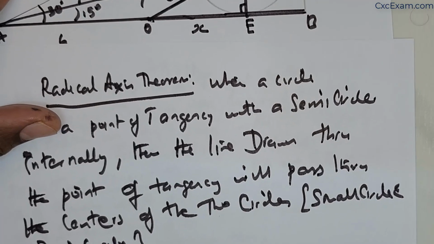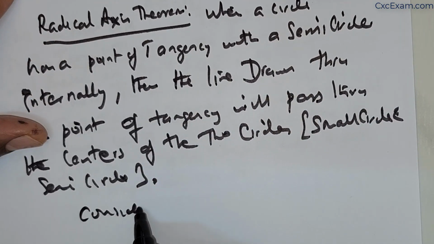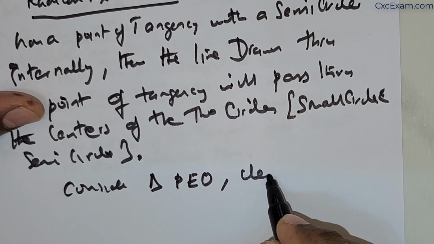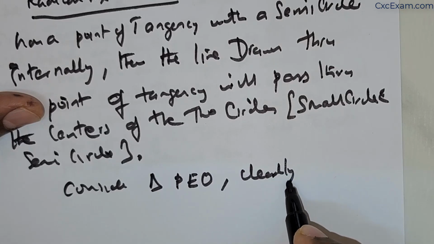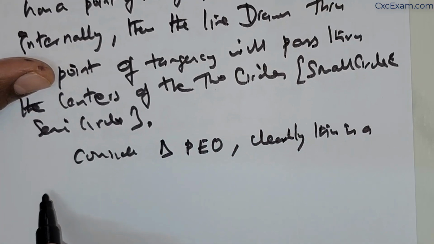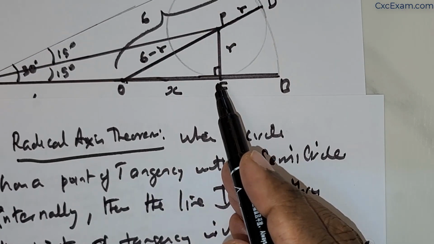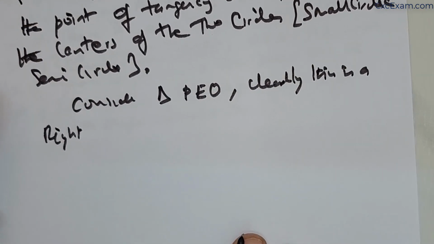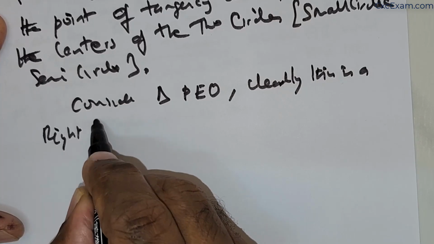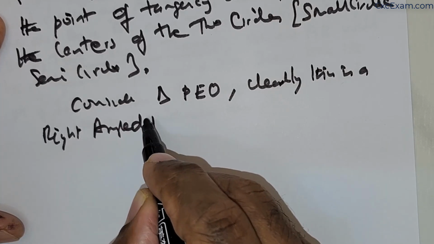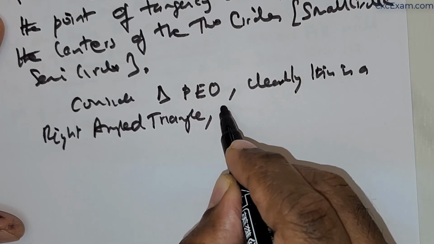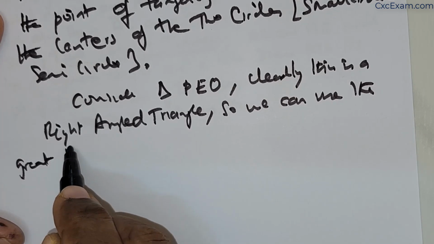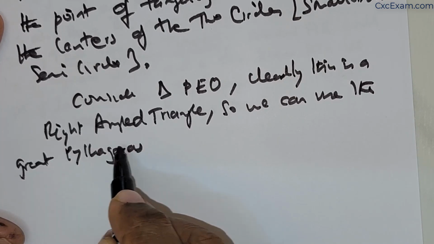So now I'm going to consider triangle PEO. Clearly, this is a right angle triangle. There is a right angle here. I already mentioned the theorem for you. So this is a right angled triangle, so we can use the great Pythagoras theorem.